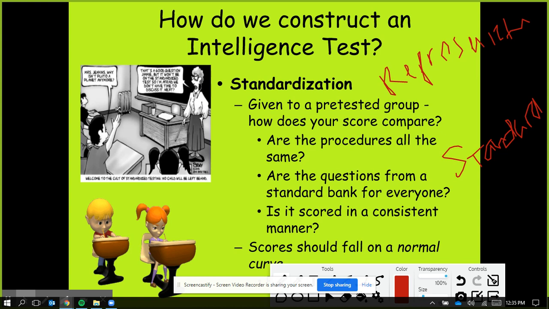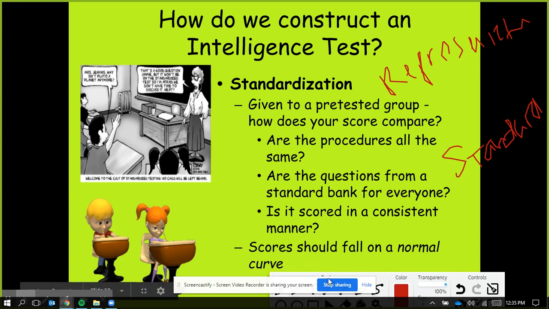Are the questions from a standard bank for everyone? Even if they're not the same questions, are they all basically the same? And then is it scored in a consistent manner? That's why, whether it's multiple choice or short answer, like for the AP Psych FRQs, in the past, not this year or last year, all of the readers did table reads for the first couple days before scoring the FRQs to come up with a rubric that everybody would use, to make sure that it was standardized and that everybody knew how to score the FRQs.